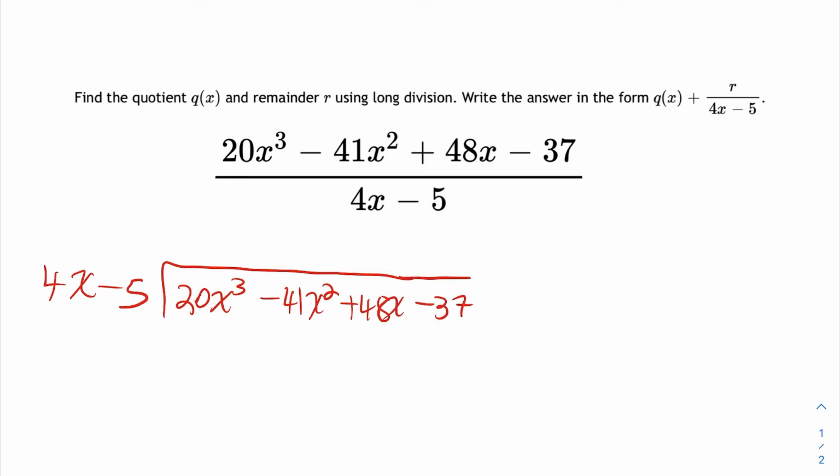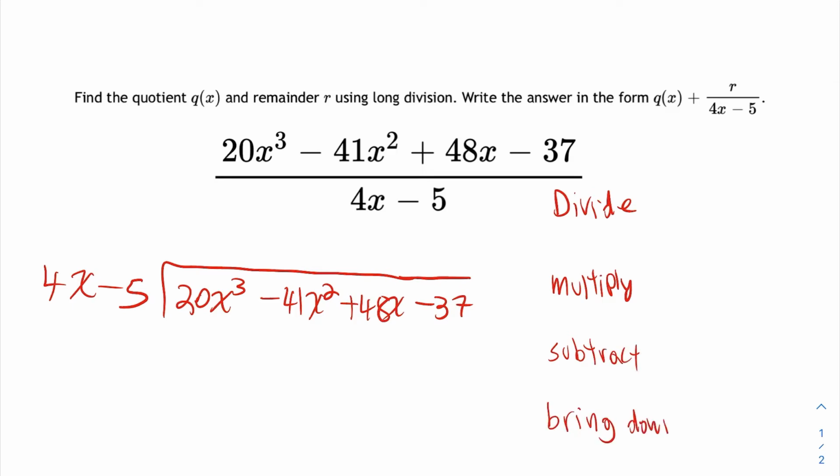Alright, so we have 4 steps that we're going to do. We're going to divide the leading terms. We're going to multiply the quotient that we find from dividing by the divisor. Then we're going to subtract. Then we're going to bring down the rest of the polynomial. So let's start it off with the first iteration.